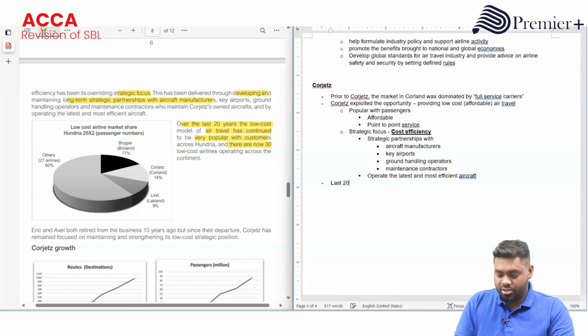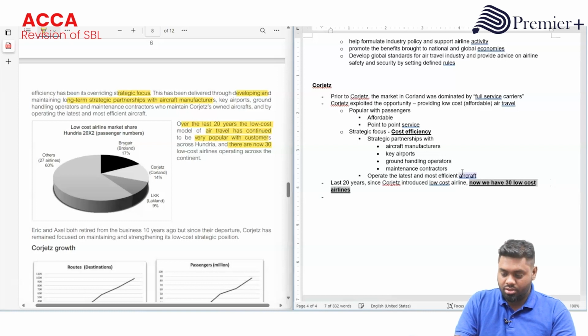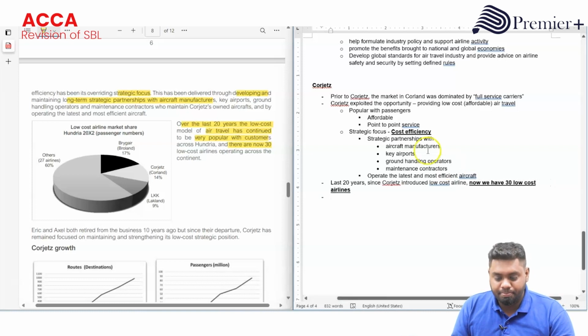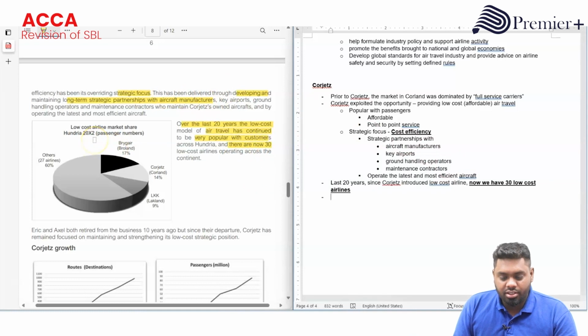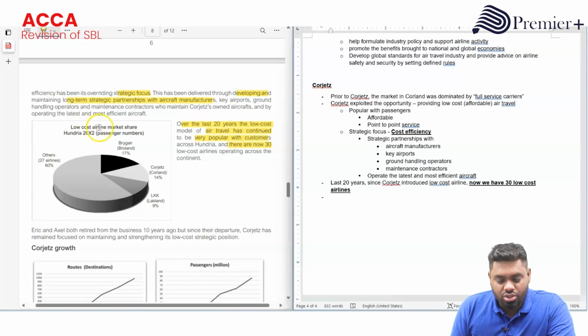So in the last 20 years since CoJets introduced the low-cost airline, now we have 30 low-cost airlines. And they have provided us a pie chart. Low cost airline market share 2022.